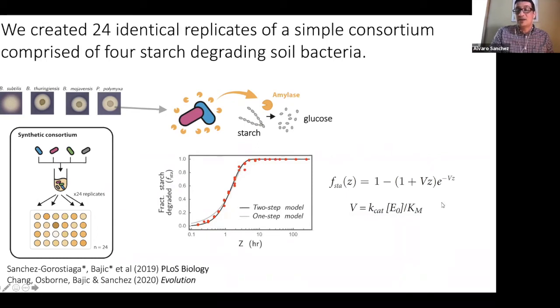And this follows very closely a very simple two-step biochemical kinetic model, using Michaelis-Menten kinetics for action in two steps, right? Don't worry about those details, they're not really relevant. But there's a single fitting parameter, V, which is proportional to the concentration of enzyme you have and the catalytic rate of the enzyme, right? So basically, how fast this curve grows is proportional to the rate of enzymatic activity, and that is the function we're going to measure. When you see V in the next plots, that's what we are measuring: how fast the enzymes they release break down starch.